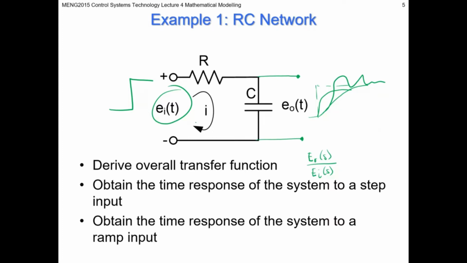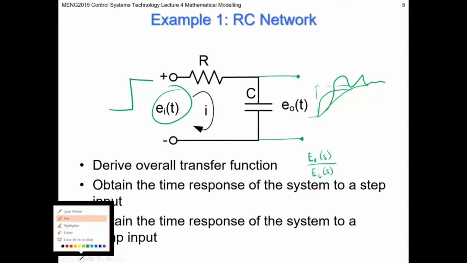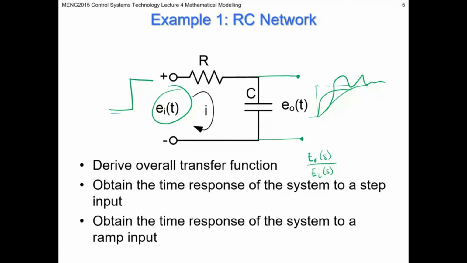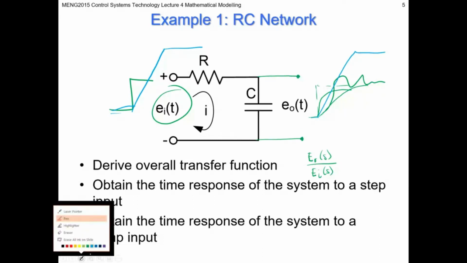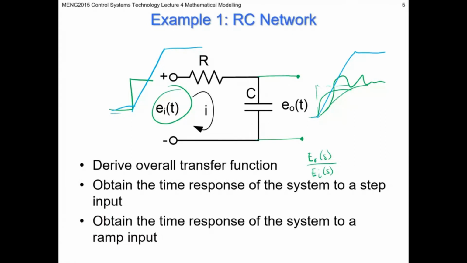And not only are we going to look at a step input, we're going to introduce a new type of input, which is a ramp input. So that's something like this. Now we've got a different input. What's the output going to look like for this type of input? What's it going to do here? Is it going to converge to the input or not?